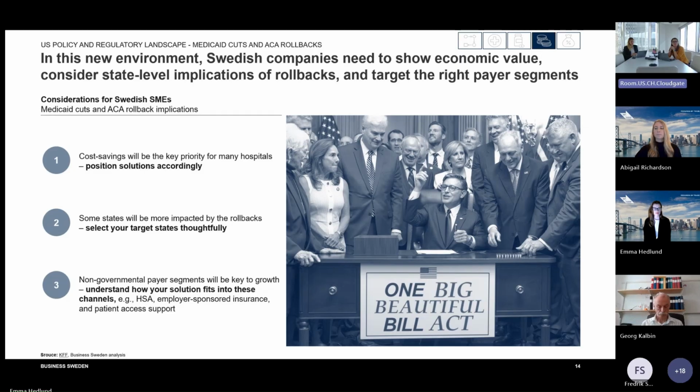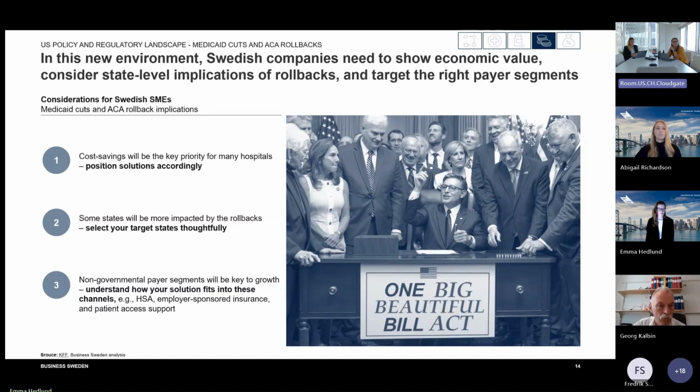And then in addition, we're not seeing these rollbacks affect the 50 states of the US equally. So it's really important to be aware that states like California or New York, where there is a larger population in Medicaid programs, are going to be affected more intensely and are going to be scrutinizing new purchases more, is the expectation. There are good resources, and we're always happy to share those, where you can see how different states are affected, so you can strategize around which states make the most sense to target initially.